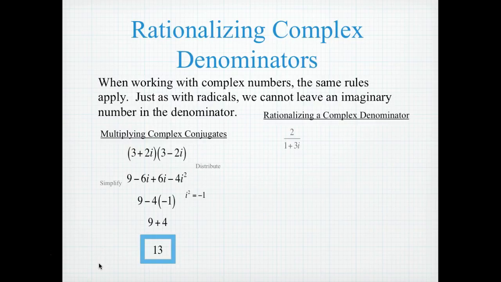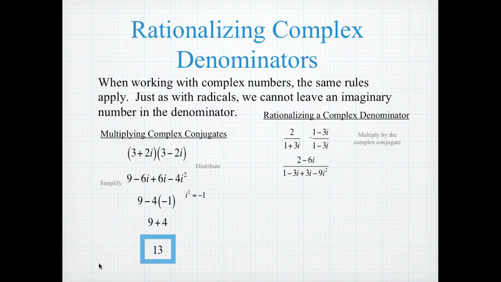In our example of rationalizing a complex denominator, we have the expression 2 over 1 plus 3i. So we recognize that we have a complex number in the denominator. We need to multiply by its complex conjugate. 1 minus 3i is the complex conjugate in this case. So we multiply numerator and denominator by 1 minus 3i.